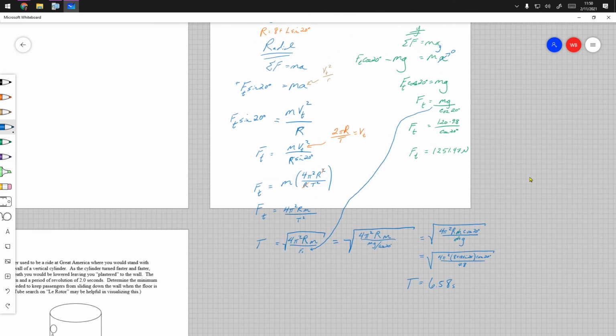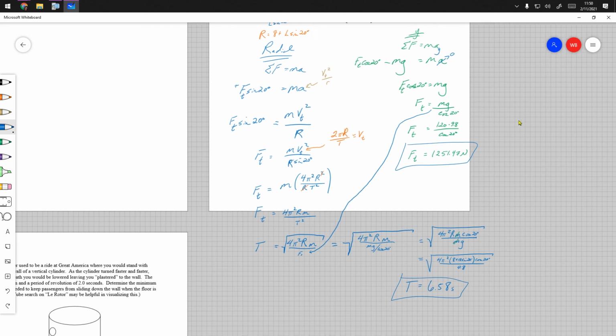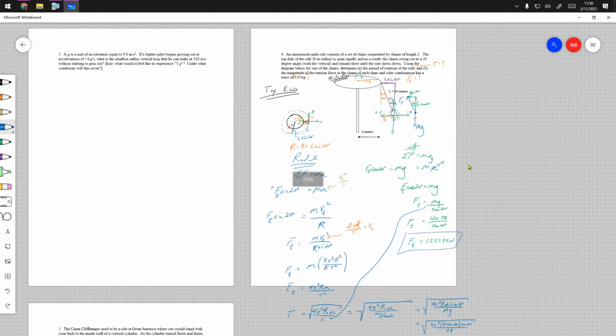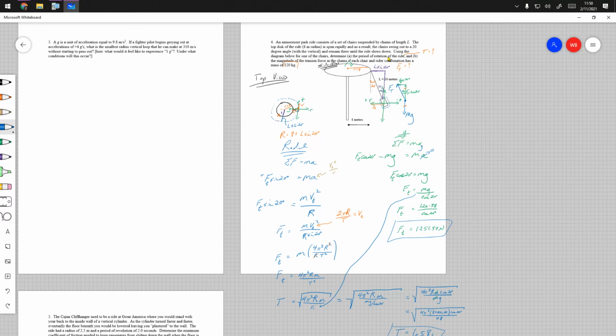Good. So we just figured out the tension force. Good. We needed to do that. We figured out the period there. Good. We needed to do that. Reread the problem. Make sure we didn't miss anything else. The period of rotation of the ride. Got that. And the magnitude of the tension force in the chair, and the rider has that mass there.